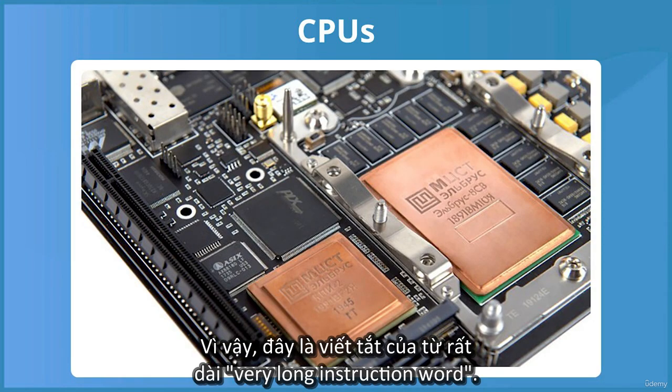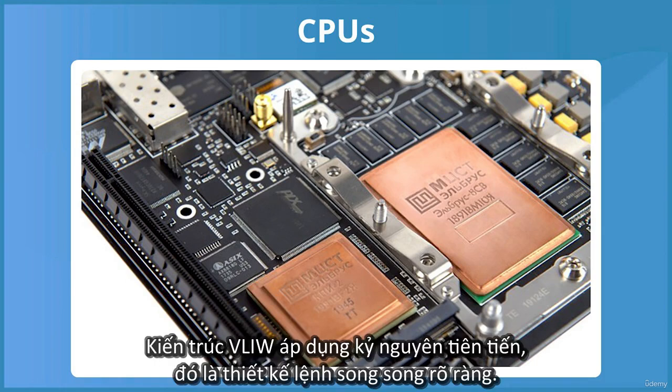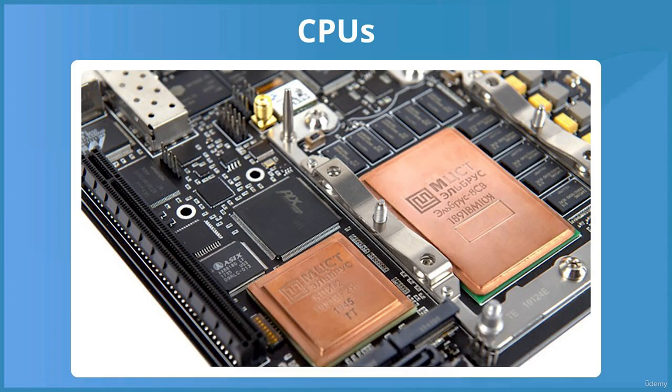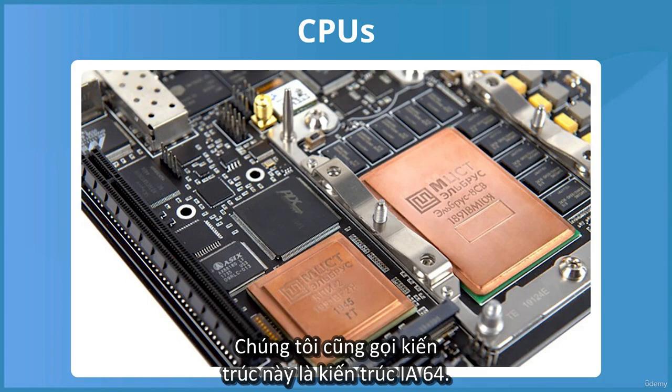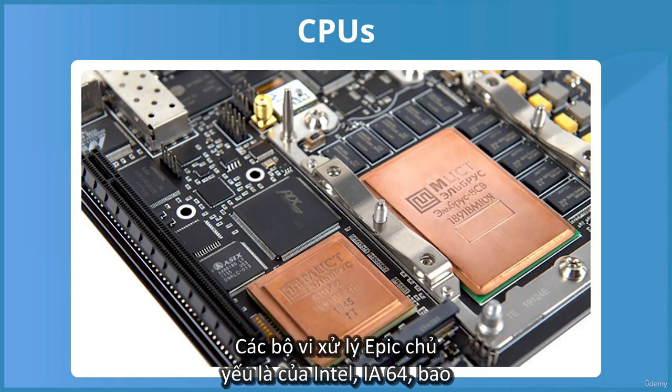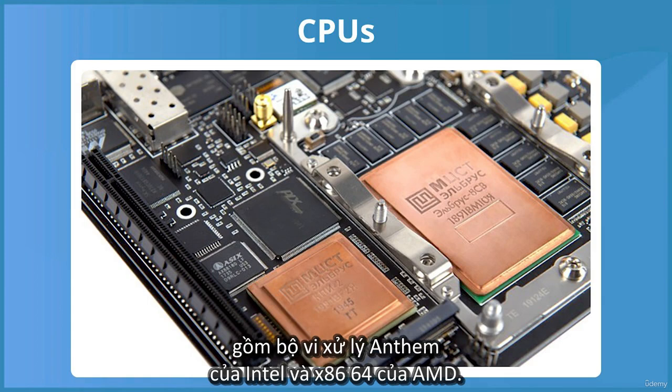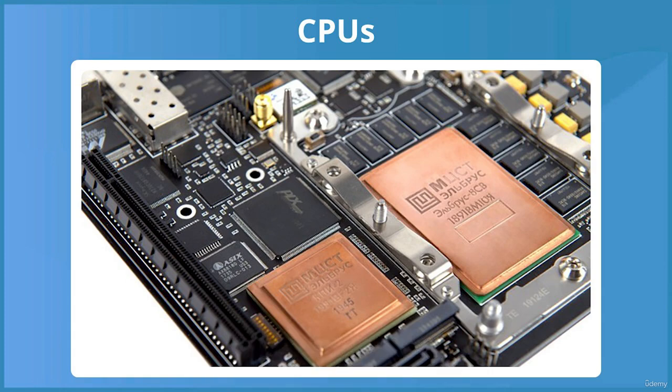VLIW is the abbreviation of Very Long Instruction Word. The VLIW architecture adopts advanced EPIC, which is explicit parallel instruction design. We also call this architecture the IA64 architecture. EPIC processors are mainly Intel's IA64, including Intel's Itanium processor, and AMD's x86-64.